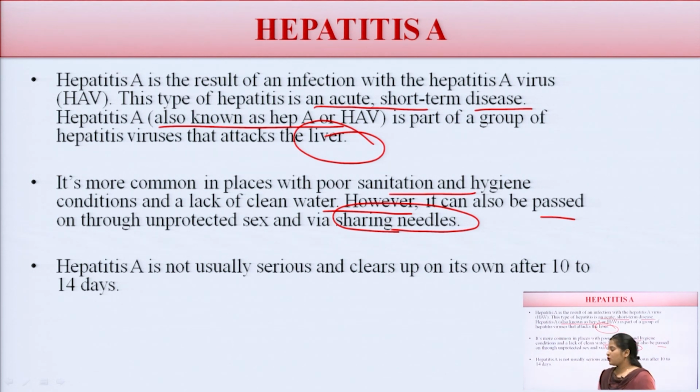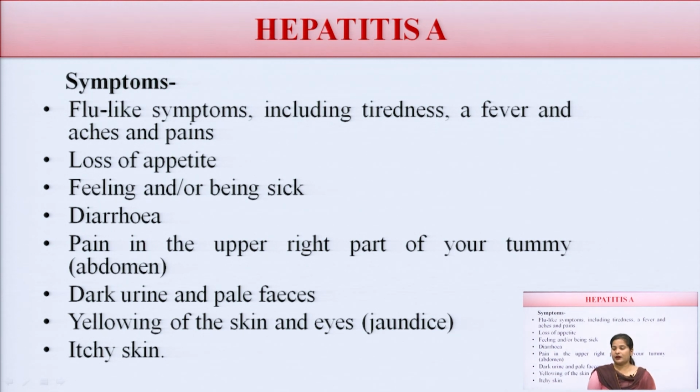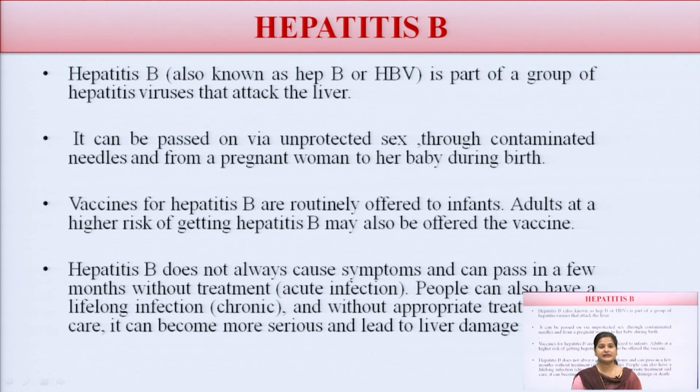Now hepatitis A is not serious and clears up on its own after 10 to 14 days. So the incubation period is about 10 to 14 days. So it will automatically overcome. Now symptoms, it's flu-like symptoms including tiredness, fever, aches and pain, loss of appetite, feeling sick, diarrhea, pain in the upper part of the abdomen, dark urine or pale stools, yellowing of the skin and the eyes, just like in jaundice, and itchy skin. This is the condition of hepatitis A.